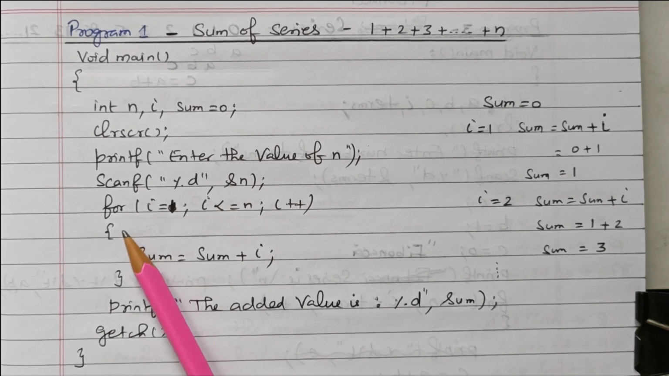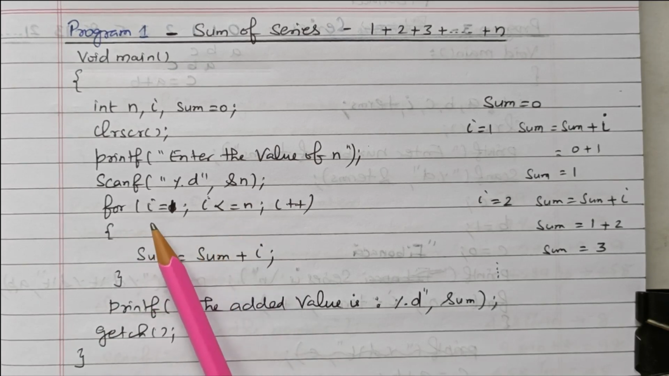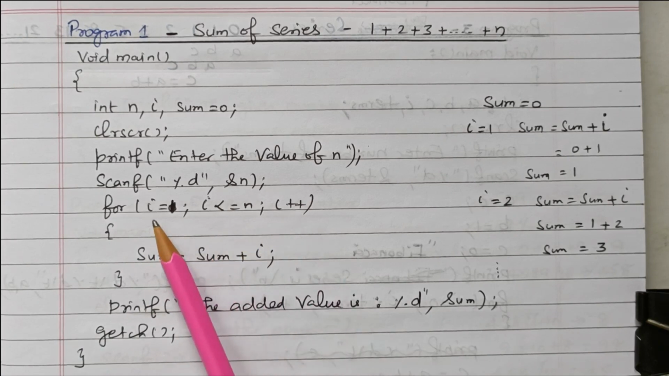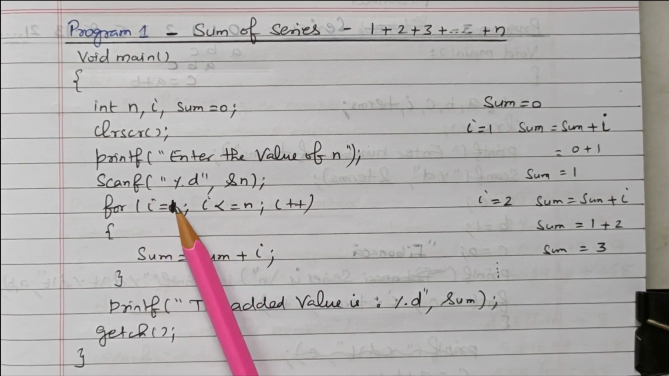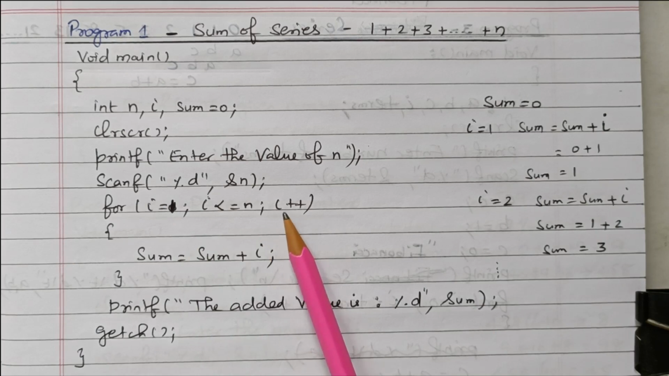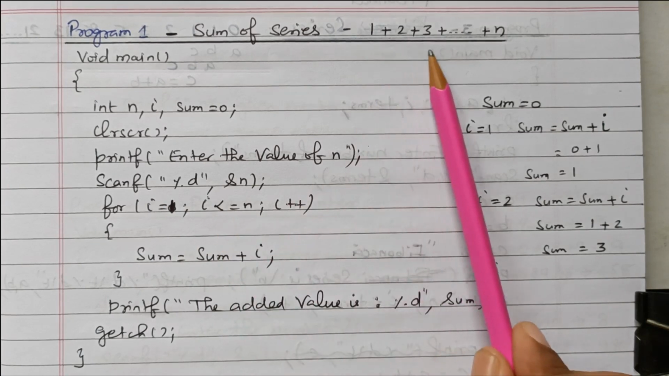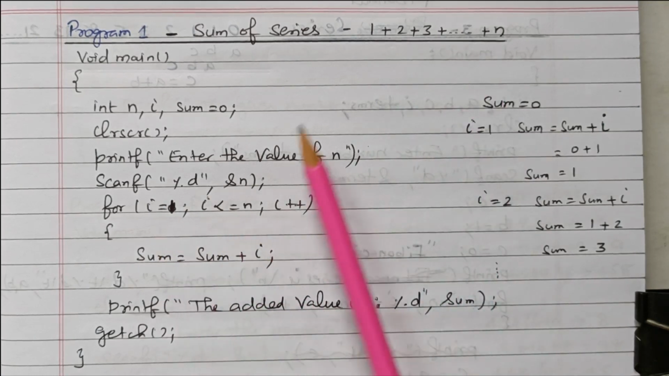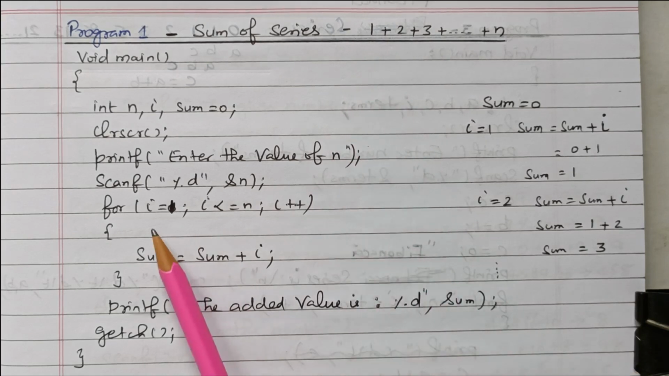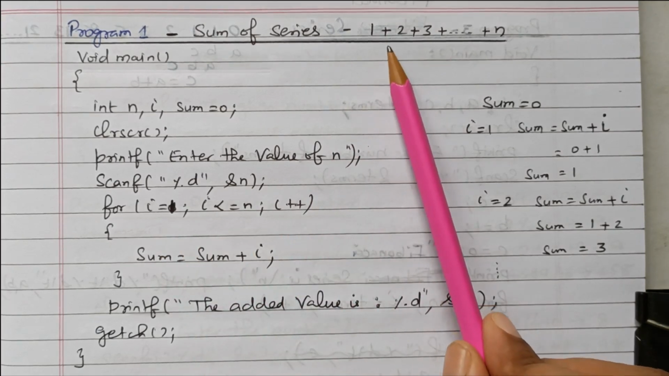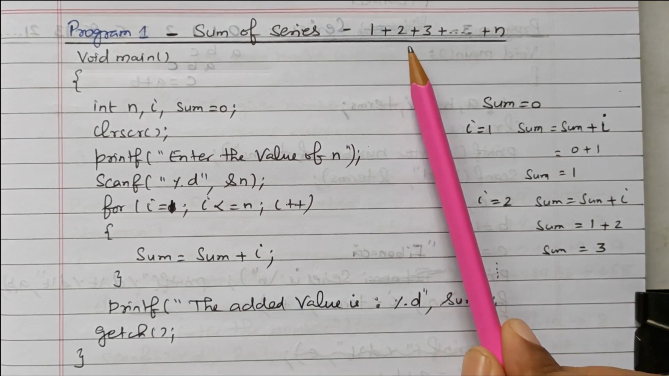We know that a for loop has three parts: initial value, condition, increment. What is the initial value? We need to specify it here. What is the increment? What is the next number? What is the condition up to which we need to go? From this series we can easily decide. Initial value is 1. What is the increment? It is incremented by 1 by 1: 1 plus 1, 2, 2 plus 1, 3.